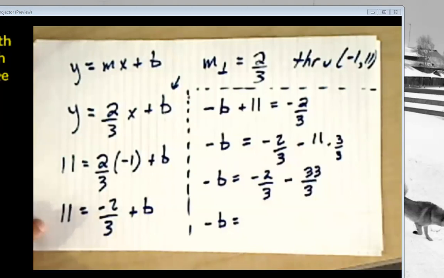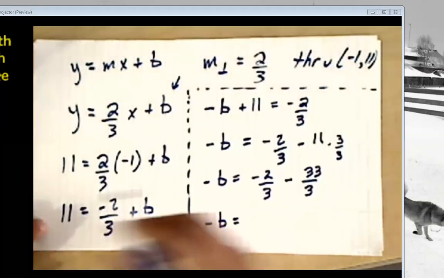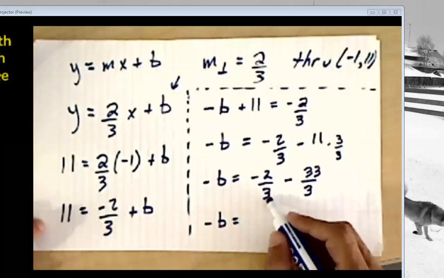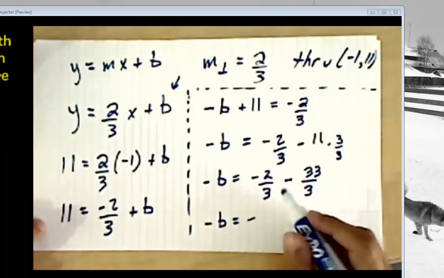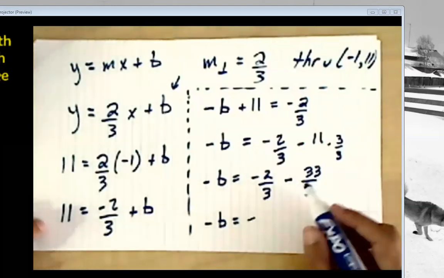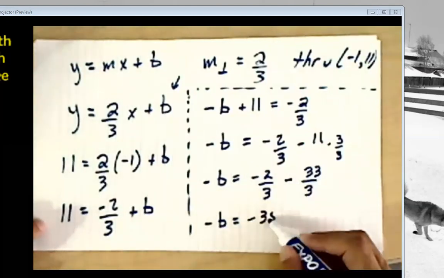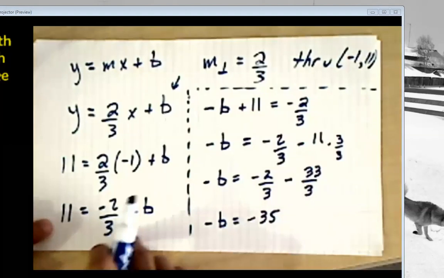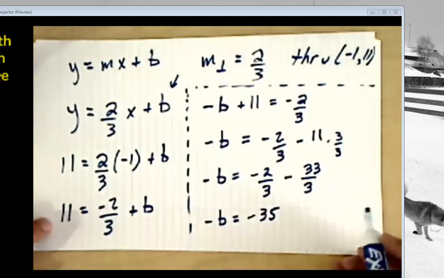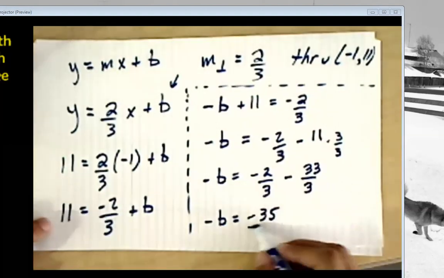So yeah, think about the t-shirt on sale. It's 2 over 3 off, and then another 33. Or $2 off, and then another 33. So it's 35. Well, it was, but then you moved it to the other side. That's the catch with this.